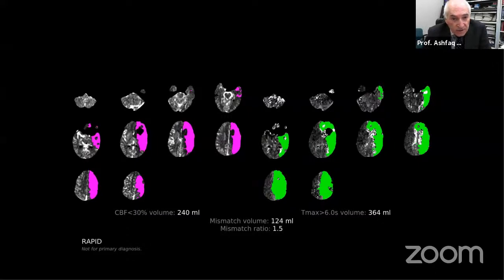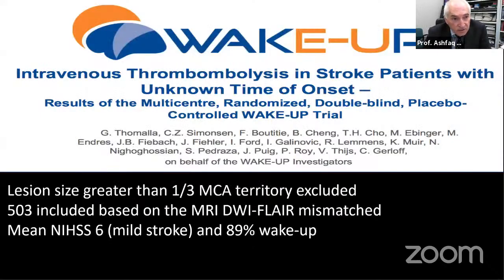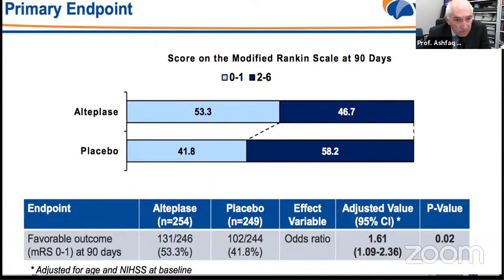What is the published data? There are two sets of data. This is the WAKE-UP stroke trial, which was using MR diffusion-FLAIR mismatch. Most of the patients were with mild strokes, and 90% of them were wake-up strokes. And they showed that if you treat these patients with TPA, compared to placebo, you can see an almost 12% absolute difference in outcomes. Now, most of you, like my center, don't have an MR available in the emergency department.